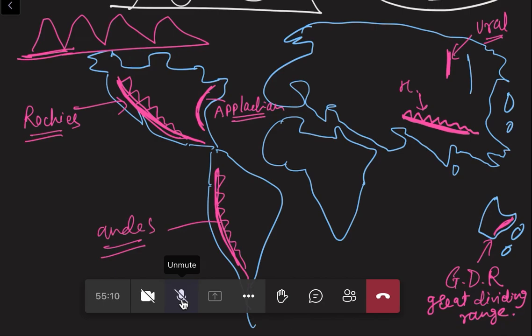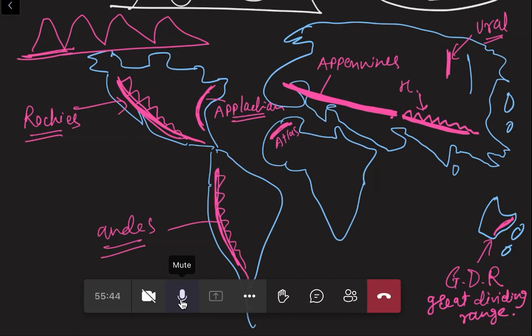In Africa, we have the Atlas mountain. In Europe, this part of Europe, the Himalayan mountain chain continues. These are tertiary mountain systems. This mountain system has various mountains like the Apennines in Italy and the Alps mountains. All these mountains are there in the European continent.